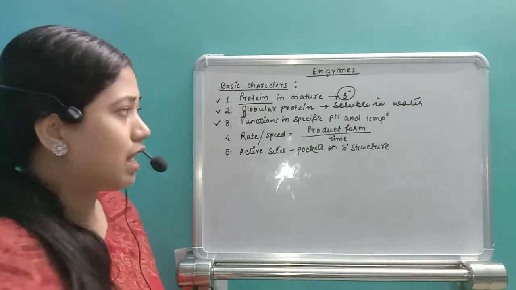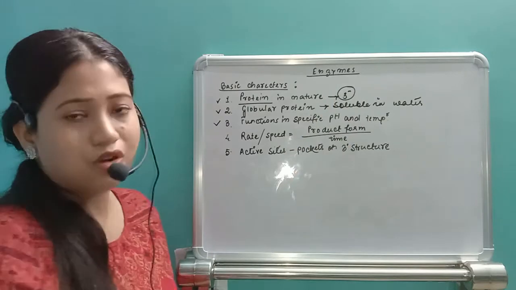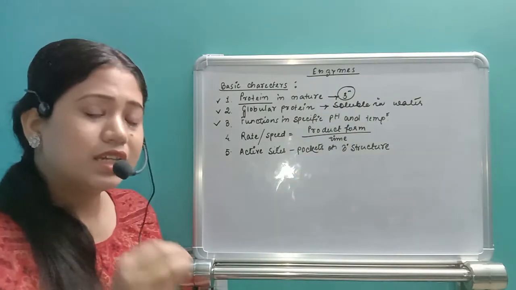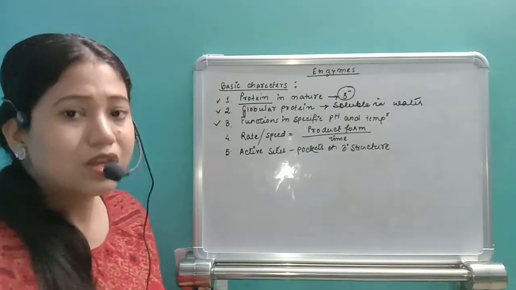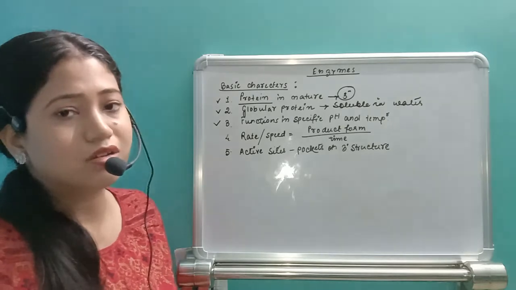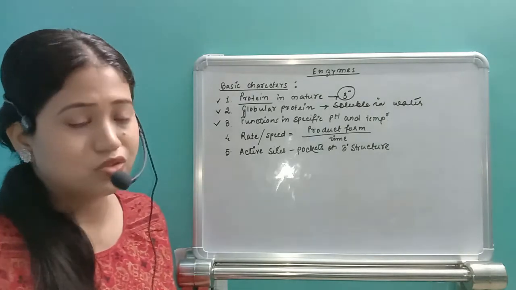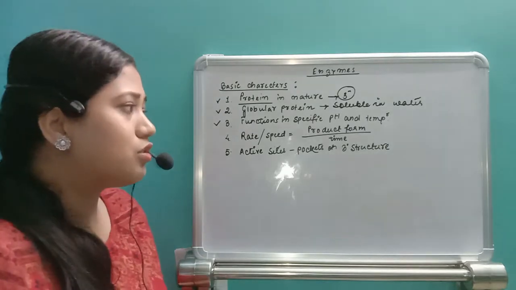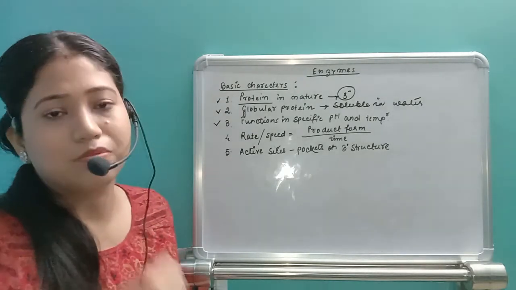I have told you that it maintains the tertiary structure. This tertiary structure is a balanced structure, and it can be maintained in balance only at a specific pH. Whenever the pH changes, the tertiary structure also tends to change, so the enzymes cannot work. Next, it also works at a specific temperature.